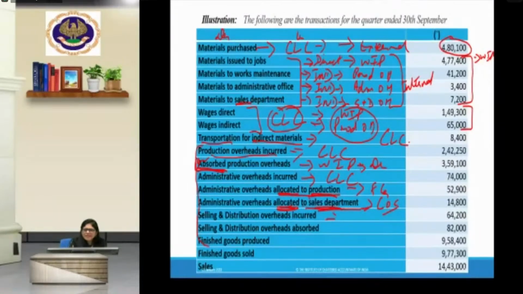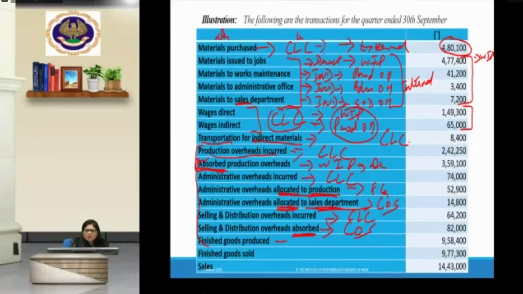Now, selling and distribution overheads incurred through CLC first, and selling and distribution will be absorbed always to cost of sales. So selling and distribution overheads incurred means your selling and distribution overheads control account debit to CLC and absorbed to cost of sales. COS debit to selling and distribution overhead control account. All right, I hope you have understood.